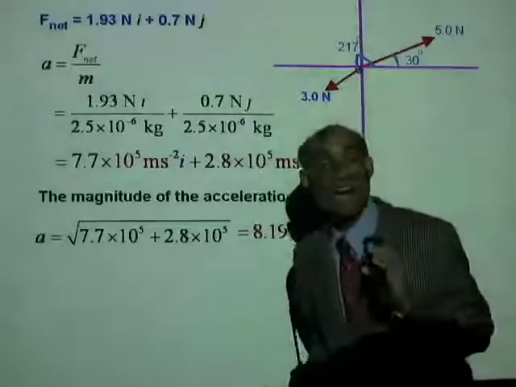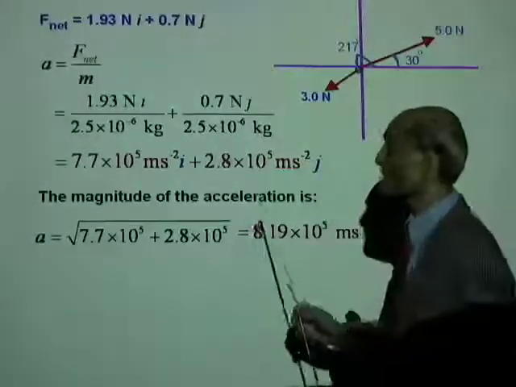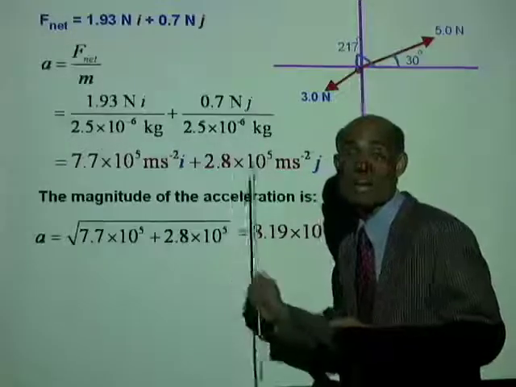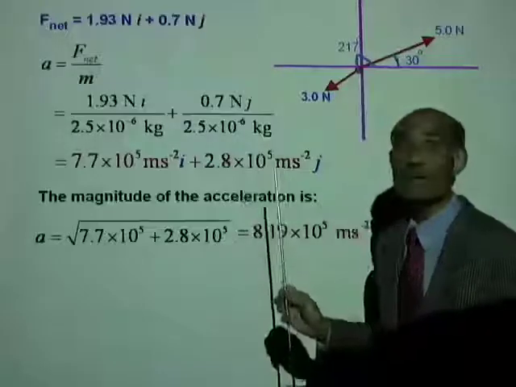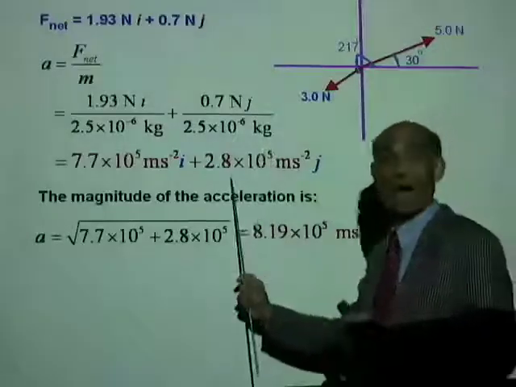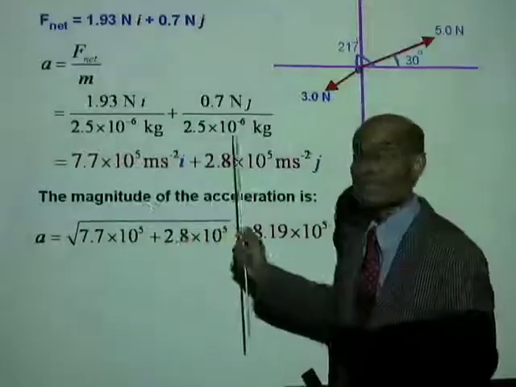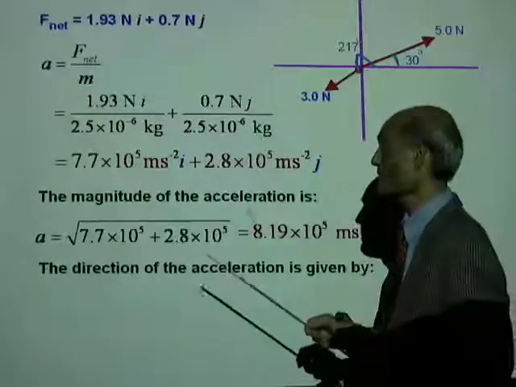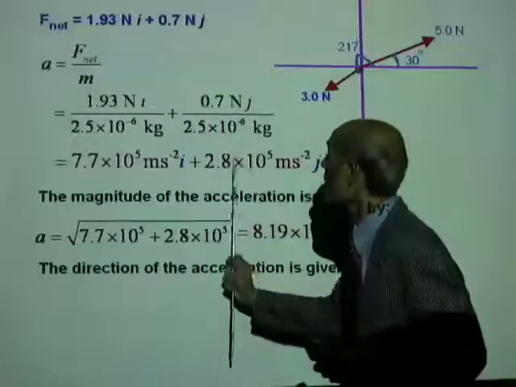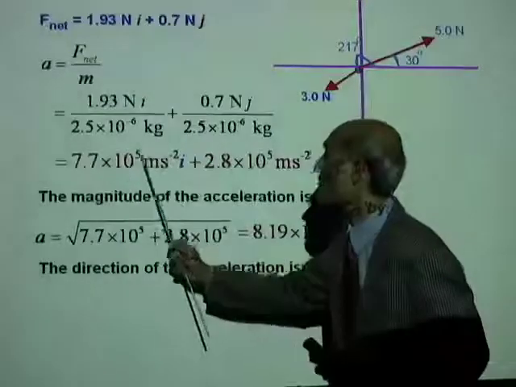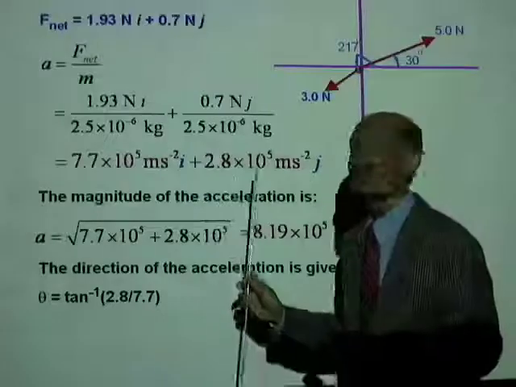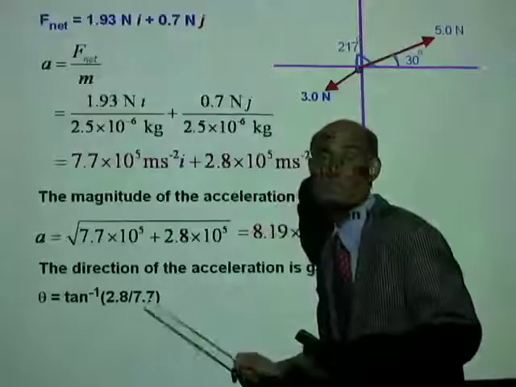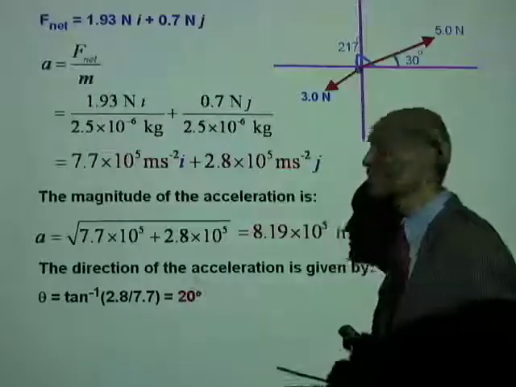Okay, what is the angle or the direction of this acceleration? If this is the x component and this is the y component, the angle theta will be given by tan inverse of y over x. Is that right? Yes. So theta equal to tan inverse of y over x. And when you divide y by x, you notice that the 10 to the power 5 will cancel. It will simply be tan inverse of 2.8 divided by 7.7. And that is 20 degrees.